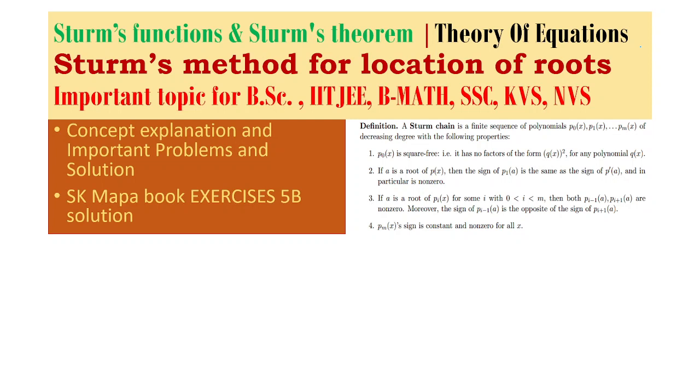Now we'll continue the Sturm function and Sturm theorem. But before that, we need to explain something. Previously we have done Descartes' rule of sign, and Descartes' rule of sign does not give the exact number of real roots of a polynomial equation or algebraic equation, whereas the Sturm method, which will be discussed here, gives the exact number of roots as well as the position of the real roots of an equation with real coefficient.